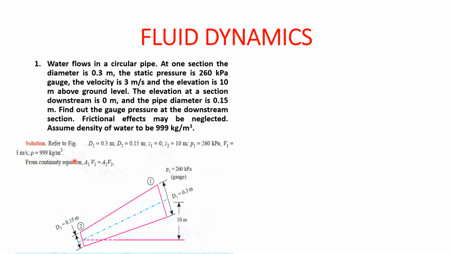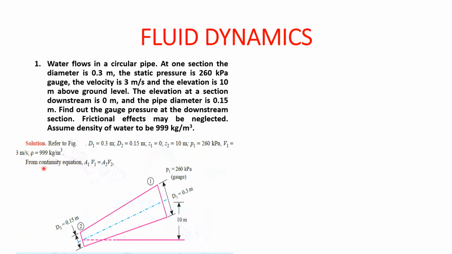Referring to the figure, diameter D1 is 0.3 meters, D2 is 0.15 meter. Earlier I said Z1 is 0 because the elevation was not particularly given, and Z2 is 10, but there is one change here. Z1 is 10 meters and Z2 is 0, because at section 2 the elevation is 0. P1 is 260 kilopascal, V1 is 3 meters per second, and rho is 999 kg per meter cube. So just make this change: Z1 is 10, Z2 is 0.